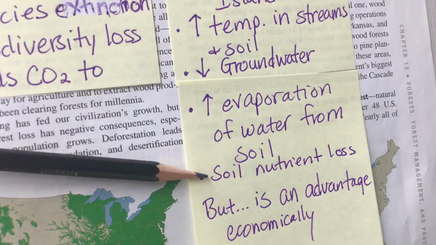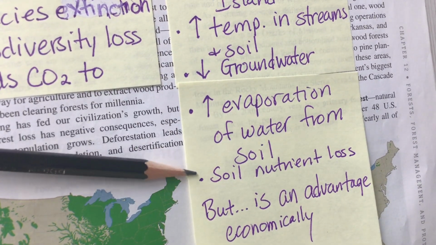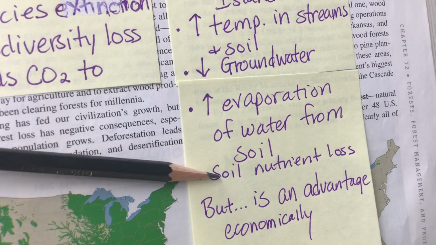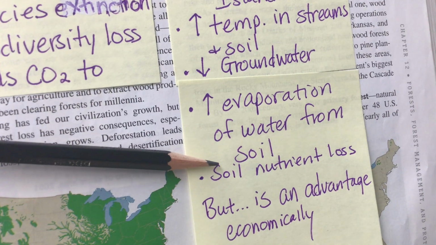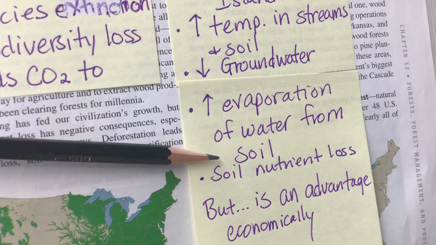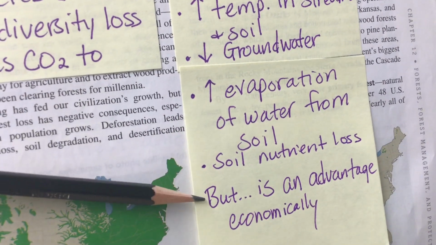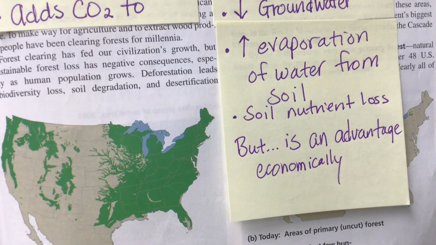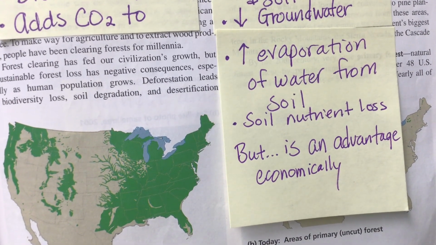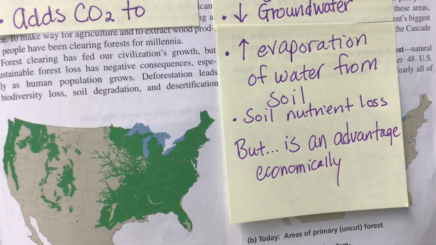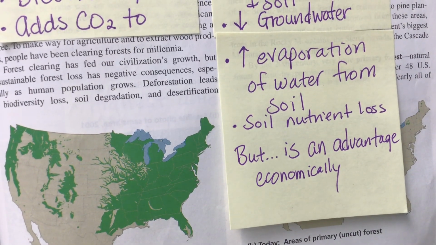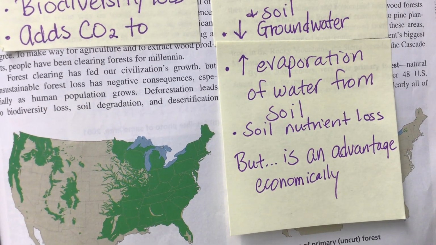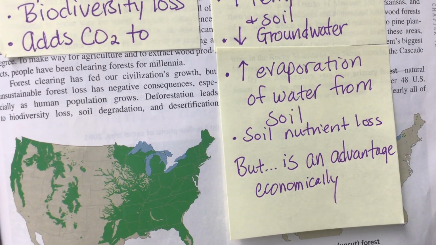And then we have more soil nutrient loss. A lot of times from increased erosion, but also when you have less trees, you have less leaf litter decaying, decomposing, adding nutrition to the soil. But deforestation is an advantage economically. So even though we have all of these really bad things that happen, people still do it because they make money. And we also use paper. So we're going to talk about some sustainable ways to use our forest resources.